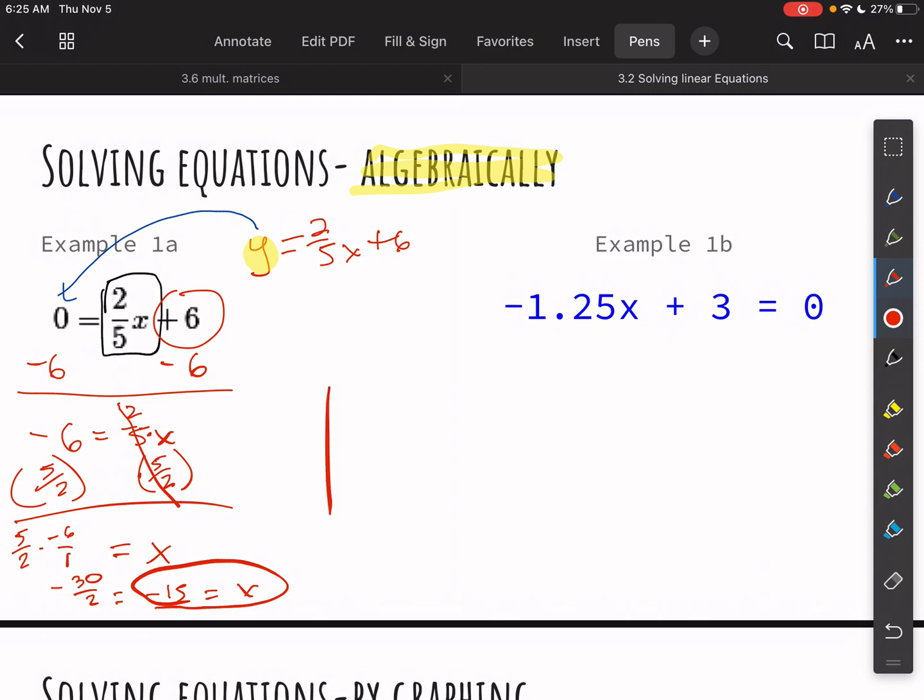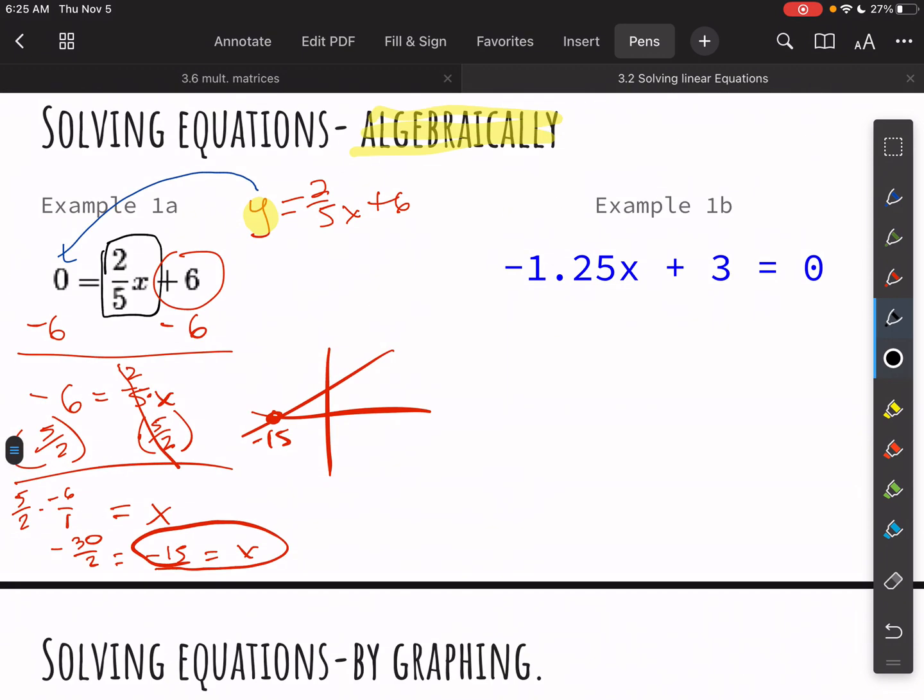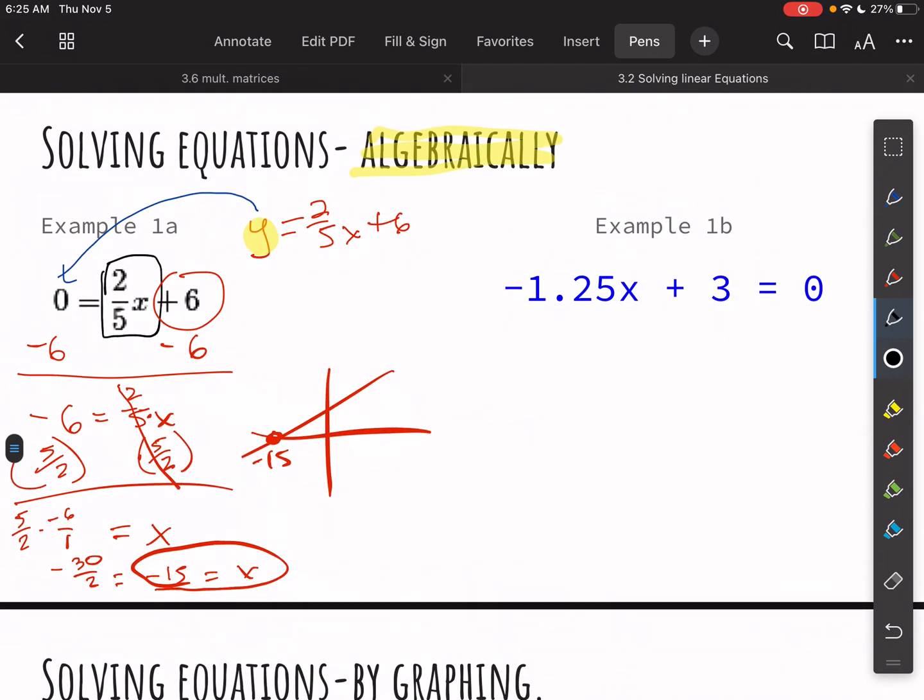That is the place where the graph crosses the x-axis. And we'll prove that in the next little lesson, or the next little slide. Next here, let's do this one.